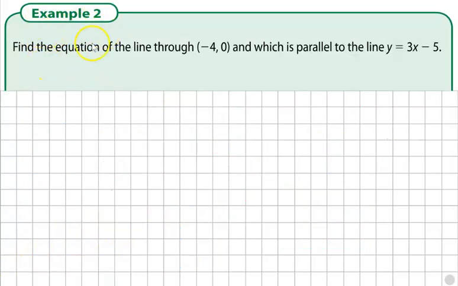Example 2. Find the equation of the line through minus 4, 0, which is parallel to the line y is equal to 3x minus 5.